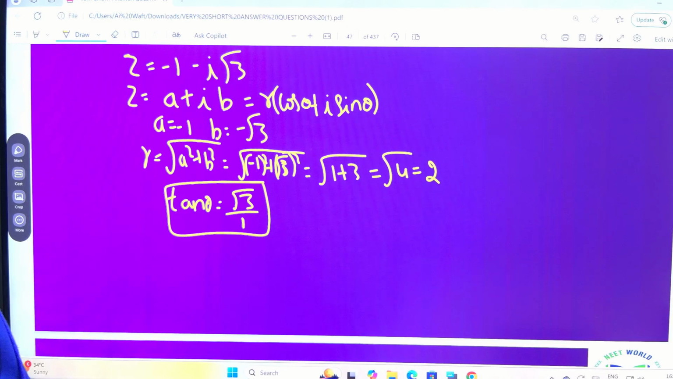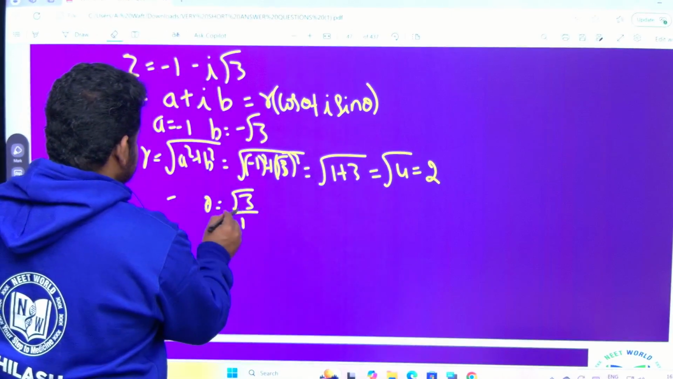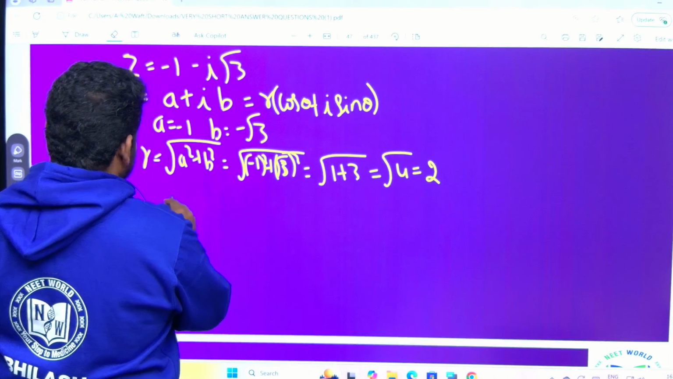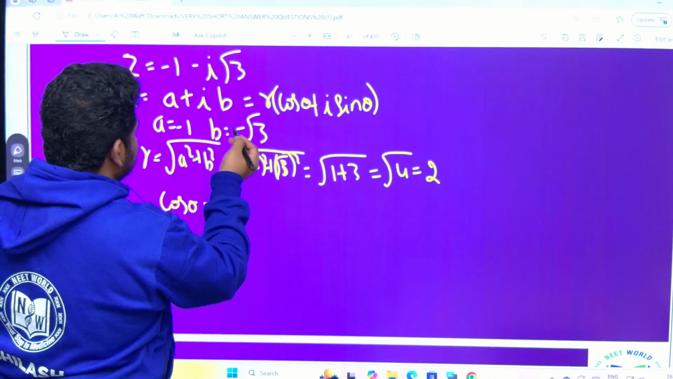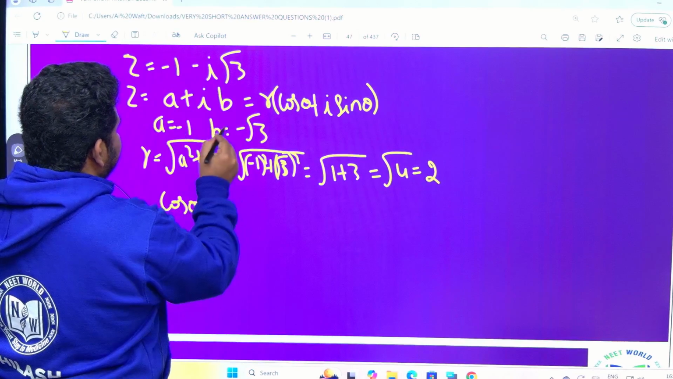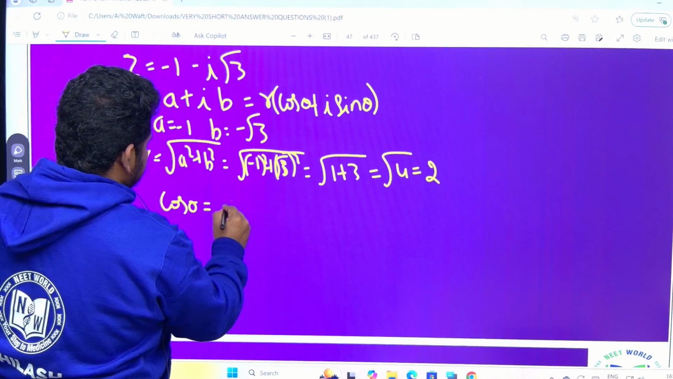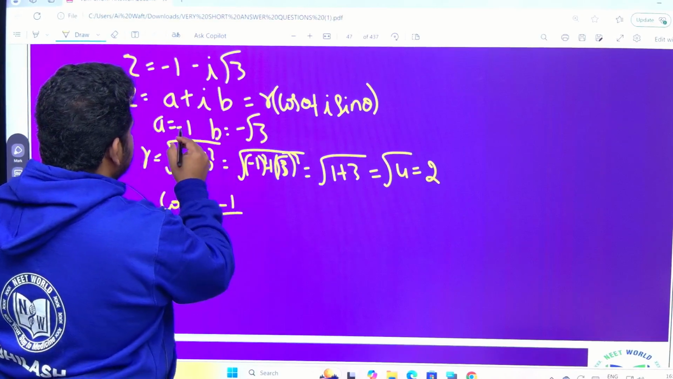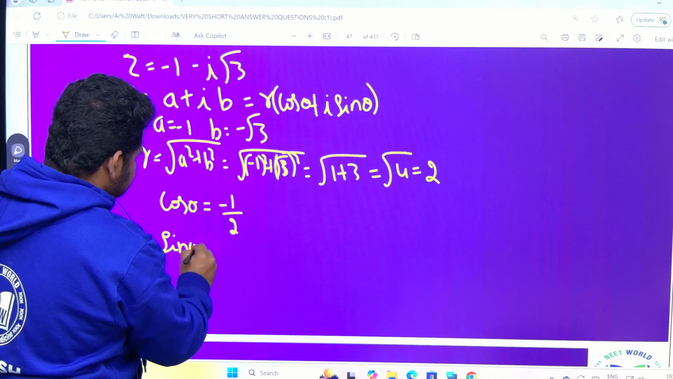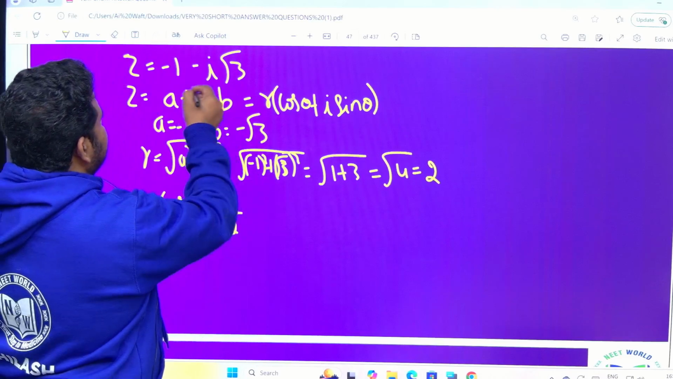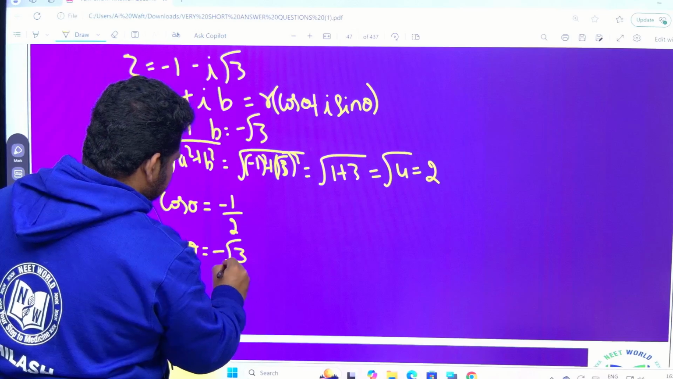Actually, even without finding tan theta, you can find it out. No need to go up to tan theta, let us leave it. Like I told, first let us find cos theta. Cos theta is equal to a by root of a square plus b square, and root of a square plus b square is nothing but r. Here a is minus 1, so minus 1 by 2. Sin theta is what? Root 3 by 2, that is, minus root 3 by 2.